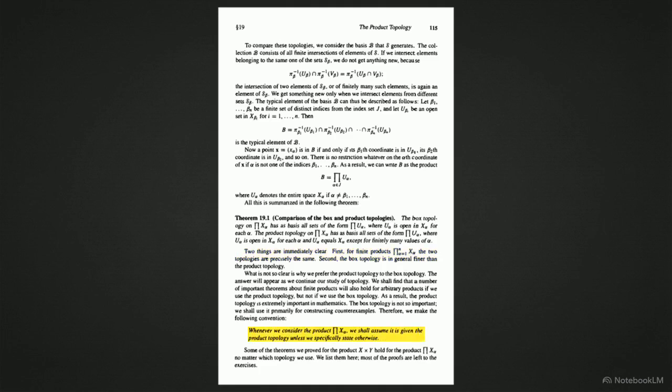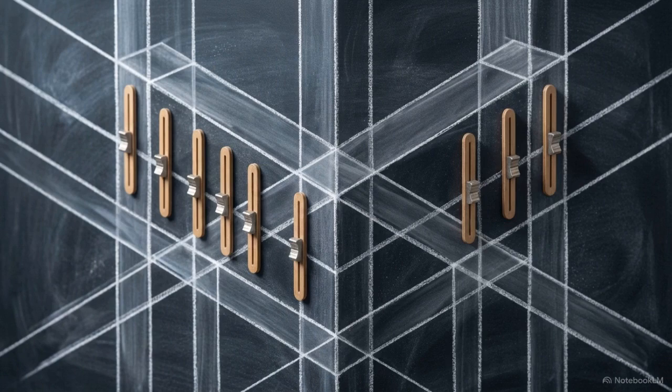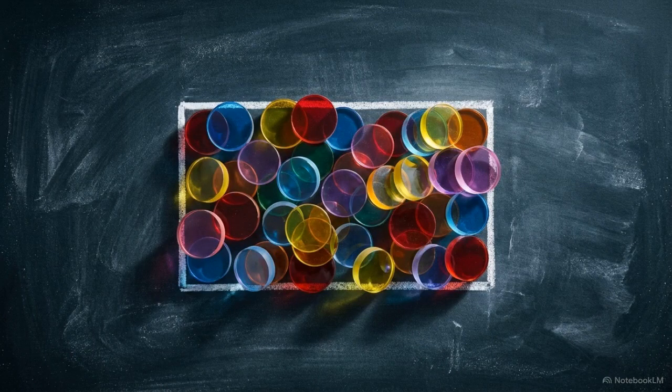Conventionally, mathematicians assume the product topology for infinite cases because it preserves essential mathematical properties. This preference is not arbitrary. While the box topology is a valid construction, it fails to preserve compactness, a property central to many proofs in higher-level analysis and geometry. To see why the product topology is preferred, we must first define the property that it is designed to protect: compactness.